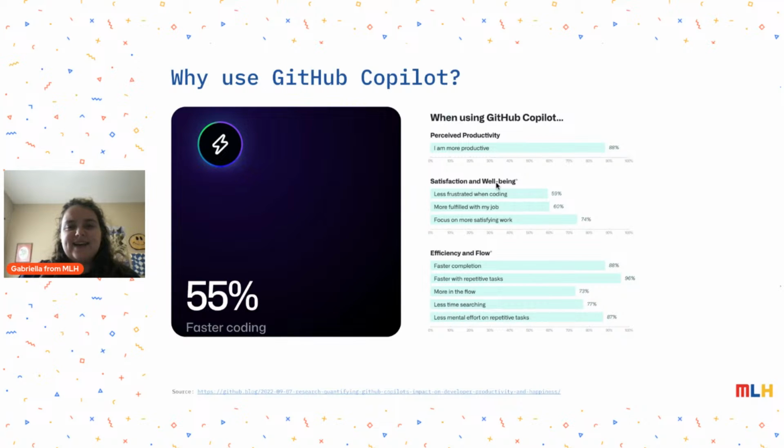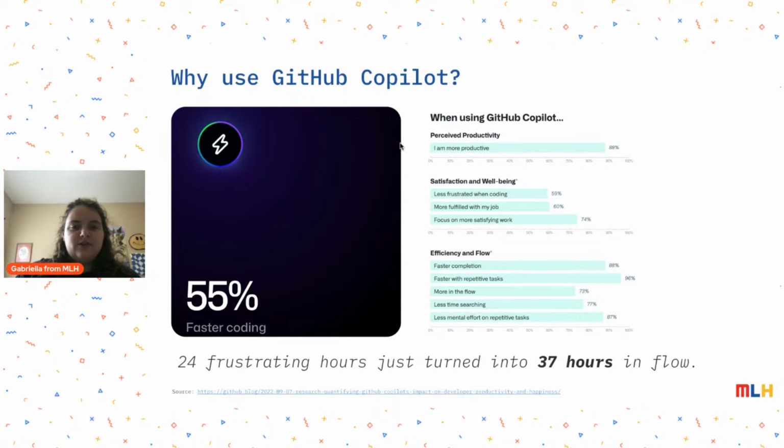Something I want to highlight is that a lot of developers, it looks like the majority, were less frustrated when coding and more fulfilled with their projects when using GitHub Copilot, because they weren't as frustrated with everything. Yeah, so it looks like just a few hours can be turned into less if you're using GitHub Copilot, like in a developer ecosystem.